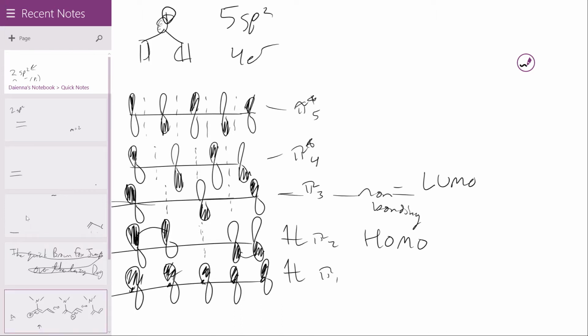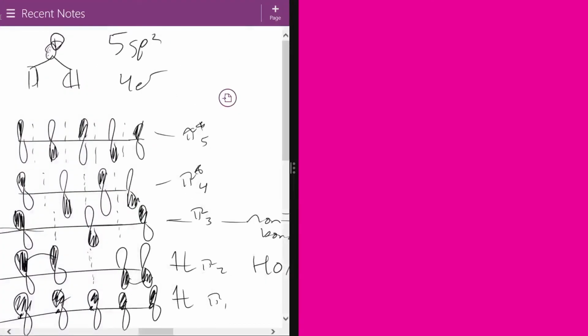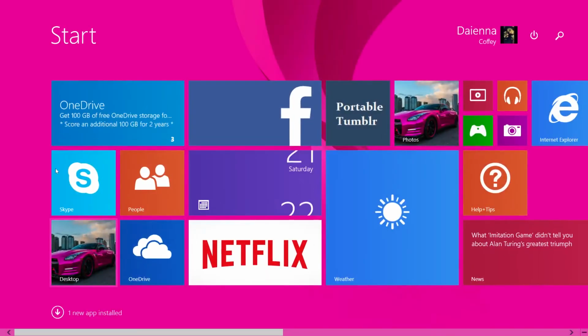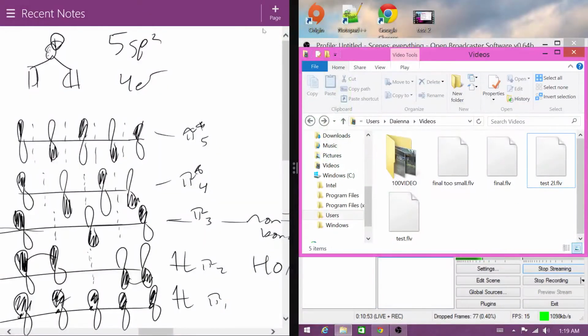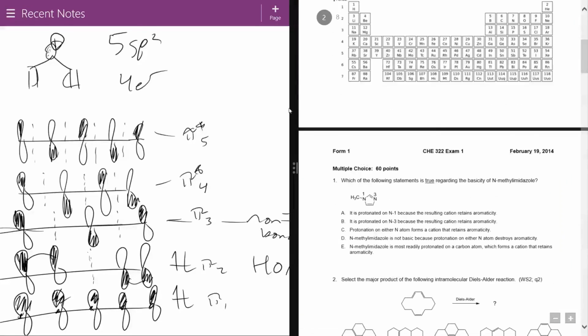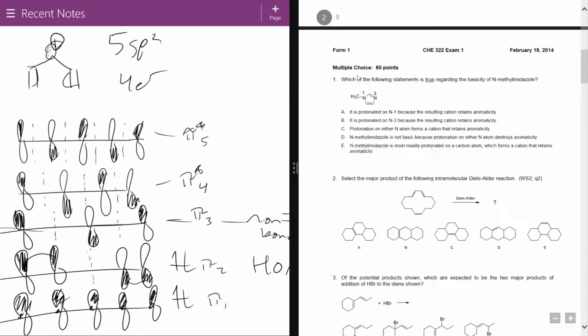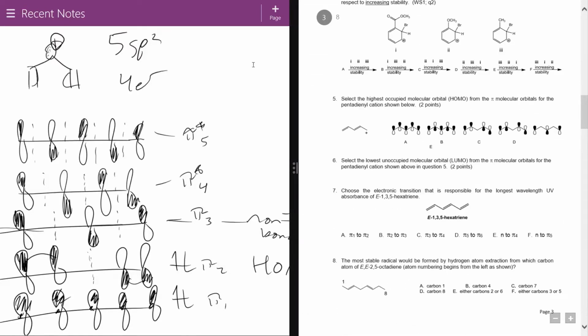So now that we know how to draw these, I'm going to look at 3 of the questions from the midterm I took last year. And there were 3 questions about molecular orbital theory, and they were really confusing to me at first. So I'll try to bring that up now. Yep, this is my test that I took February 19th, 2014. So questions 5, 6, and 7 have to do with molecular orbital theory.